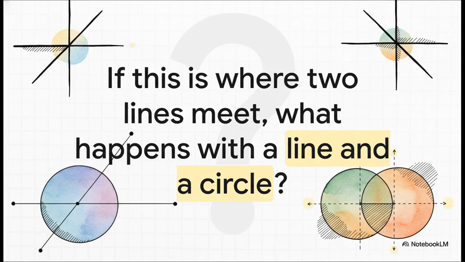So we've gotten pretty good at finding where two straight lines meet. But that brings up an interesting question, doesn't it? What happens when the paths aren't straight anymore? What kind of math would you need to find the exact points where, say, a line crosses a circle, or where two circles overlap? Well, that's exactly where this journey leads us next.